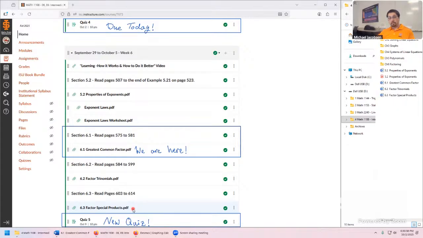Section 6.4 is just going to be a review of factoring techniques. So that'd be kind of nice to review all of this at once in one section. And then the next section we'll be looking into solving equations and doing applications with factoring.